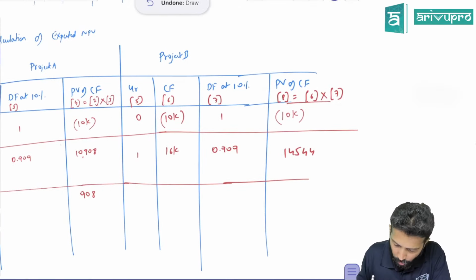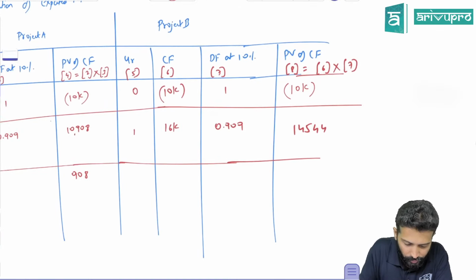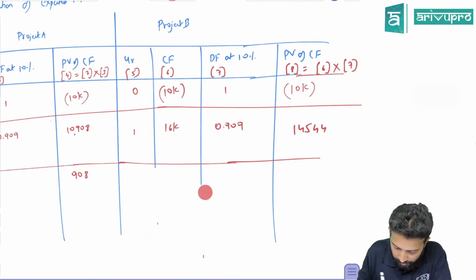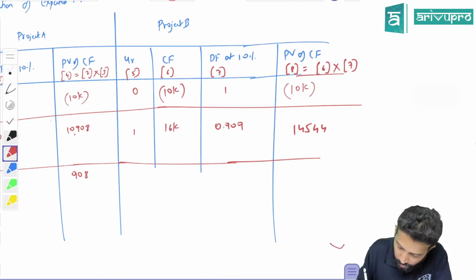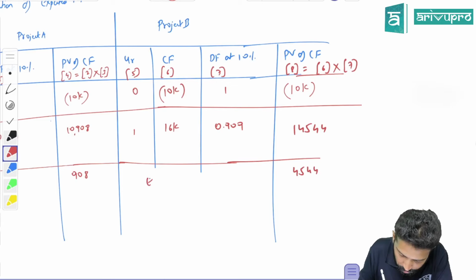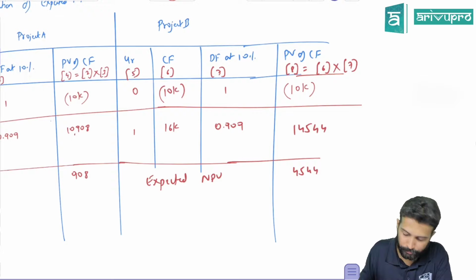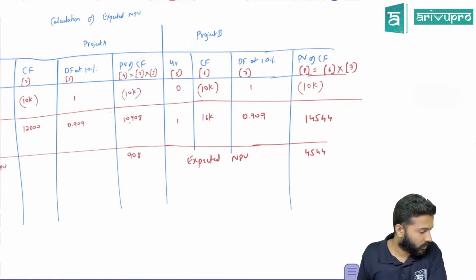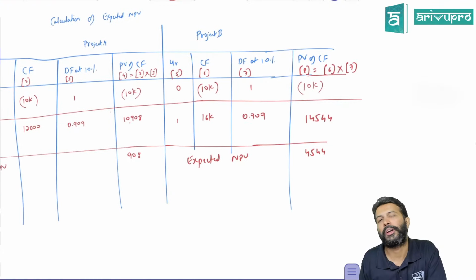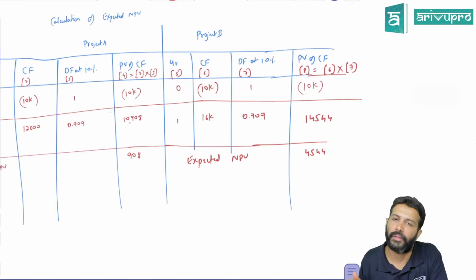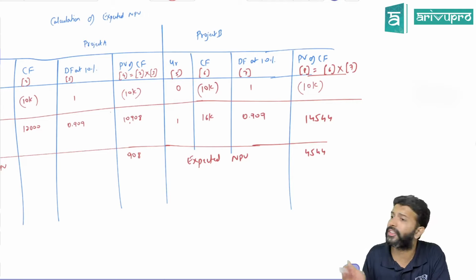So what are you getting as NPV now? The expected NPV is 4544. They ask the decision, sir. What will be your decision? How do you choose based on NPV? Whichever project gives you the higher NPV, you will choose that. Here, whichever project gives you the higher expected NPV, you will choose that.